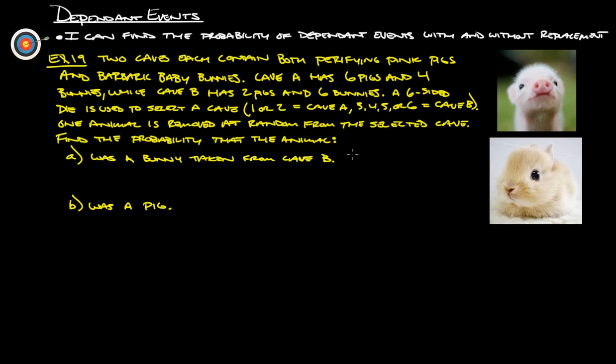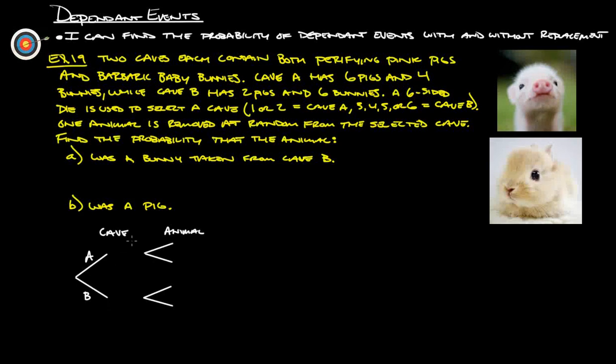One animal is removed at random from the selected cave. Find the probability that the animal was a bunny taken from Cave B. So what is the probability that it was a bunny that was taken from Cave B? Let's see if we can figure this out.